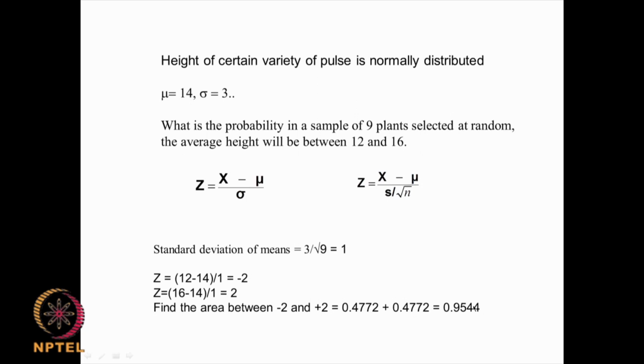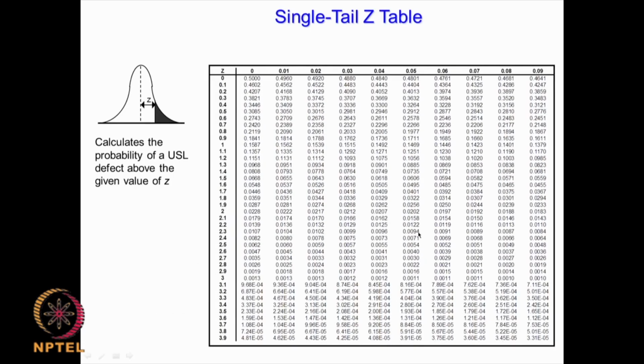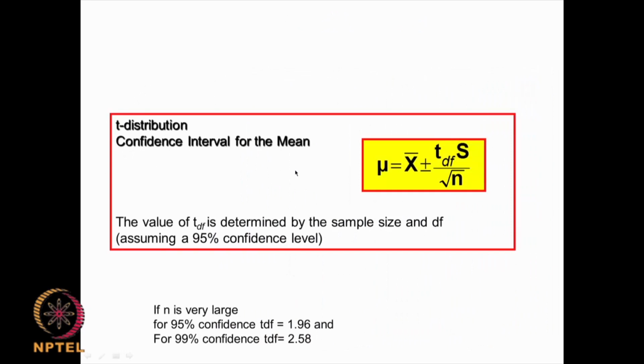That means 95% of the time, the height, if I take 9 plants, will lie between 12 to 16 actually. You understand how to solve this. So, here we use the estimate of the standard deviation based on the sample. That is why we use S divided by square root of 9.